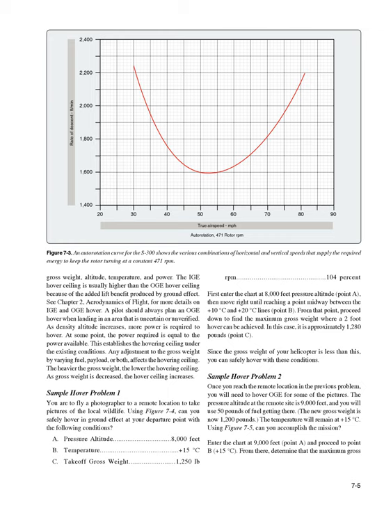Any adjustment to the gross weight by varying fuel, payload, or both, affects the hovering ceiling. The heavier the gross weight, the lower the hovering ceiling. As gross weight is decreased, the hover ceiling increases.